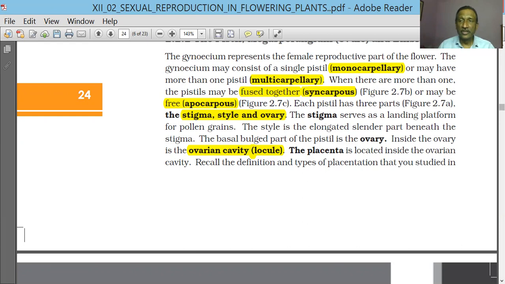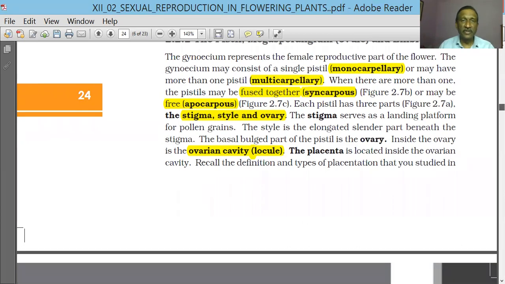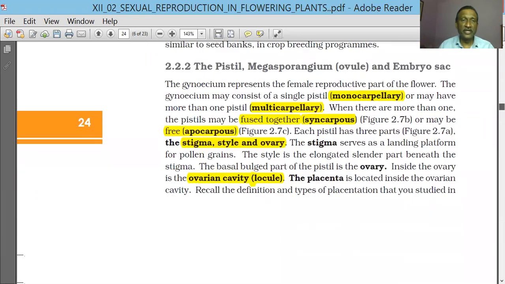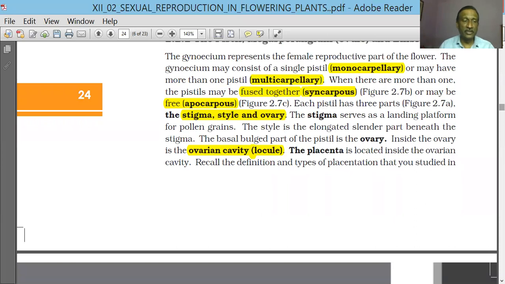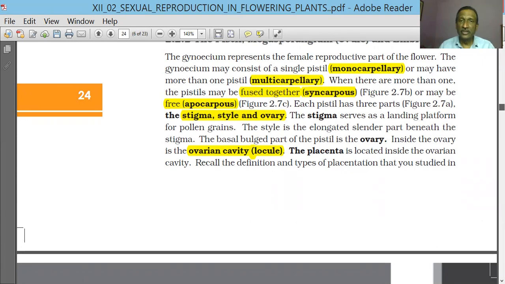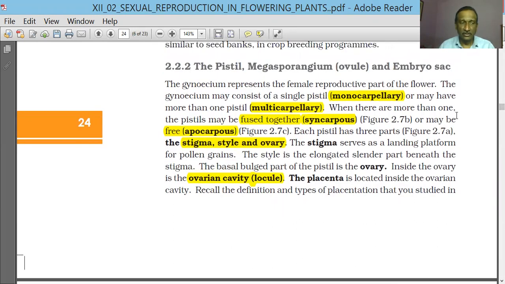In yesterday's class, we studied how the male gametophyte is developed. We studied about the angiosperms, the flower, the importance of flower, and various parts of the flower. We studied that the anther and the stigma are the two parts involved in sexual reproduction, and that the anther is the male reproductive part which produces pollen grain as the male gametophyte.